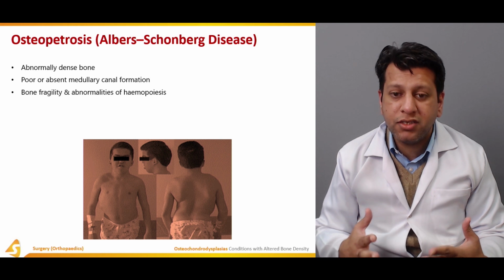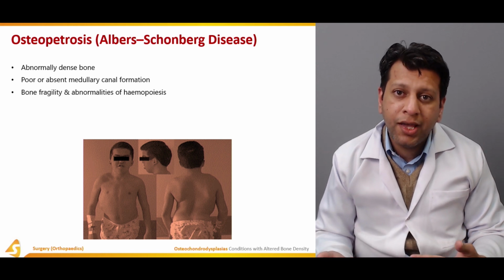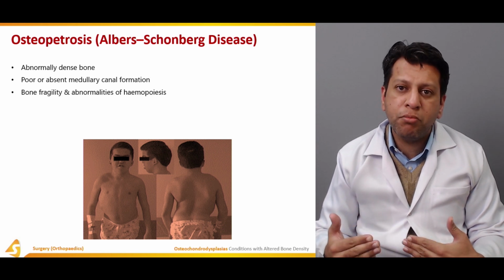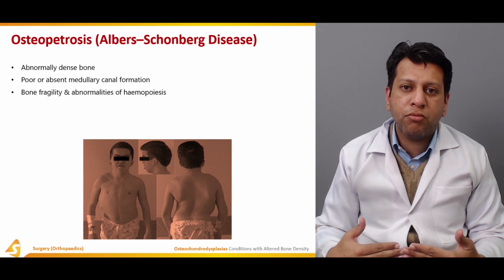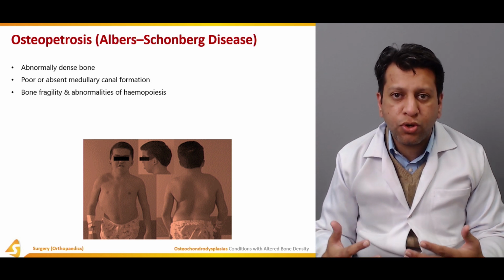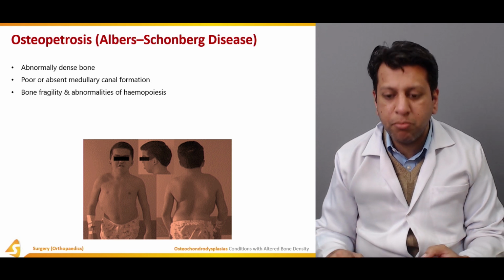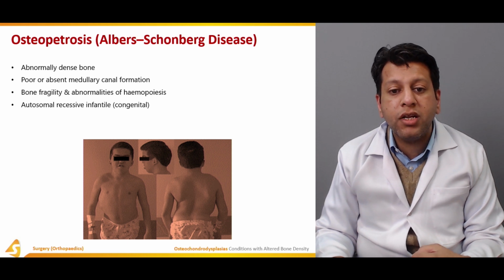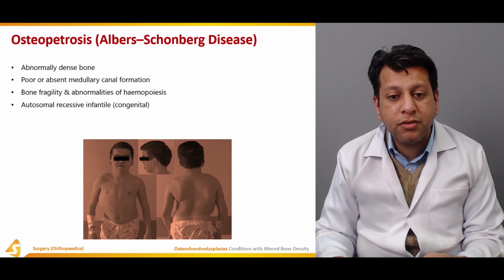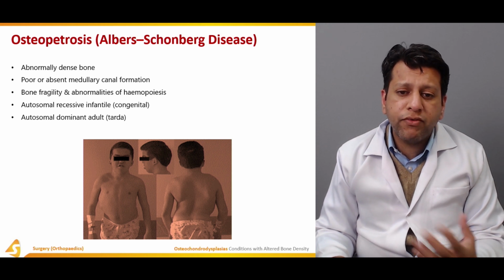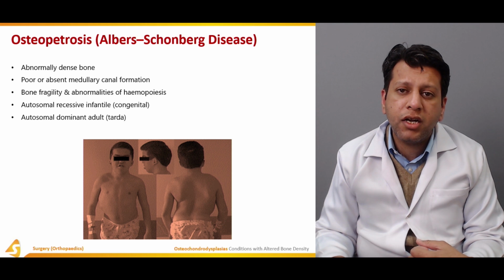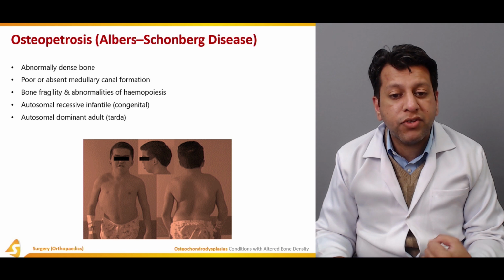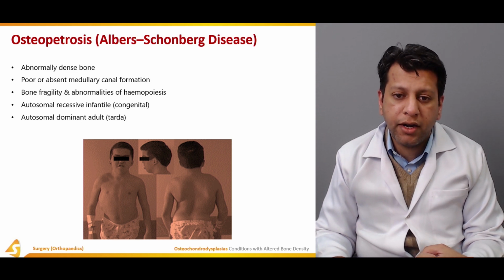Bones need to be of a minimal density, with some degree of elasticity as well as some degree of hardness, so that they can bend to an extent without breaking and then regain their normal position. But as these bones are so strong that they do not bend, they simply break, leading to increased fractures. It's a trait which is inherited as an autosomal recessive infantile pattern. There are two different types: the congenital or infantile type is autosomal recessive, while osteopetrosis tarda is an autosomal dominant type, mainly in adults.